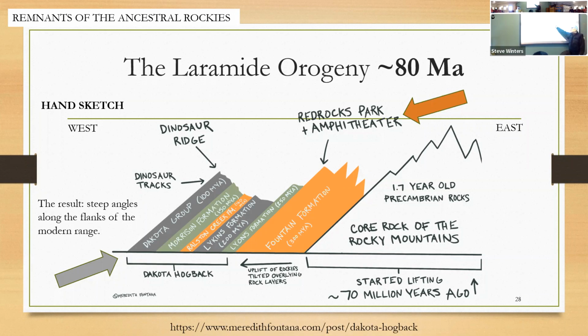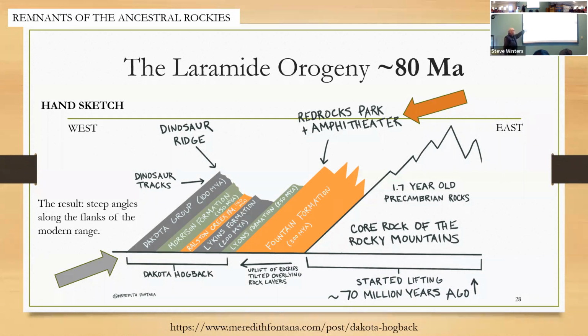It pushes up all the ancestral Rocky Mountain layers. Well, these are actually the remnants. These are sandstone sedimentary rock layers that have been pushed up at a rather high angle. A couple of the points on this hand diagram we'll be visiting, or I visited a couple years ago: the dinosaur tracks, Dinosaur Ridge at Dinosaur National Monument, and the Red Rocks Park Amphitheater in the suburbs of Denver.